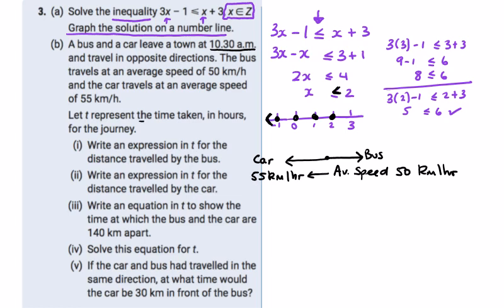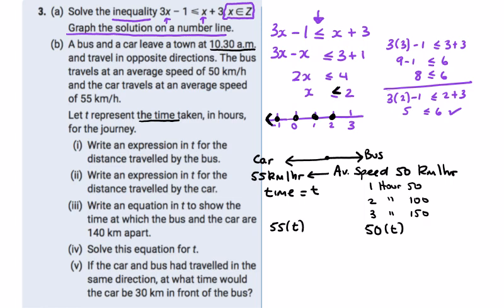Let t represent the time taken in hours. So time equals t. A lot of writing here. Write an expression in t for the distance traveled by the bus. Well, in 1 hour, the bus will go 50. In 2 hours, the bus will go 100. In 3 hours, the bus will go 150. So hopefully you see the pattern. It's going to go 50 times t, where t is in hours. And the distance traveled by the car over this side will be 55 times t similarly.